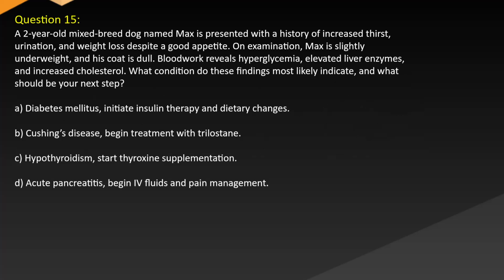A 2-year-old mixed-breed dog named Max is presented with a history of increased thirst, urination, and weight loss despite a good appetite. On examination, Max is slightly underweight and his coat is dull. Blood work reveals hypoglycemia, elevated liver enzymes, and increased cholesterol. What condition do these findings most likely indicate, and what should be your next step? A. Diabetes mellitus. Initiate insulin therapy and dietary changes. B. Cushing's disease. Begin treatment with trilostane. C. Hypothyroidism. Start thyroxine supplementation. D. Acute pancreatitis. Begin fluids and pain management.